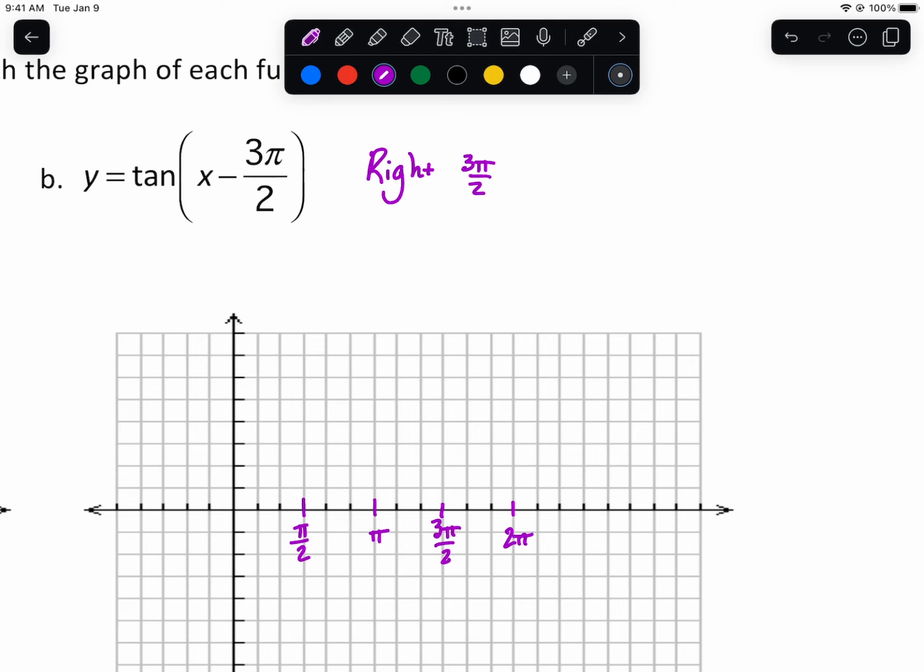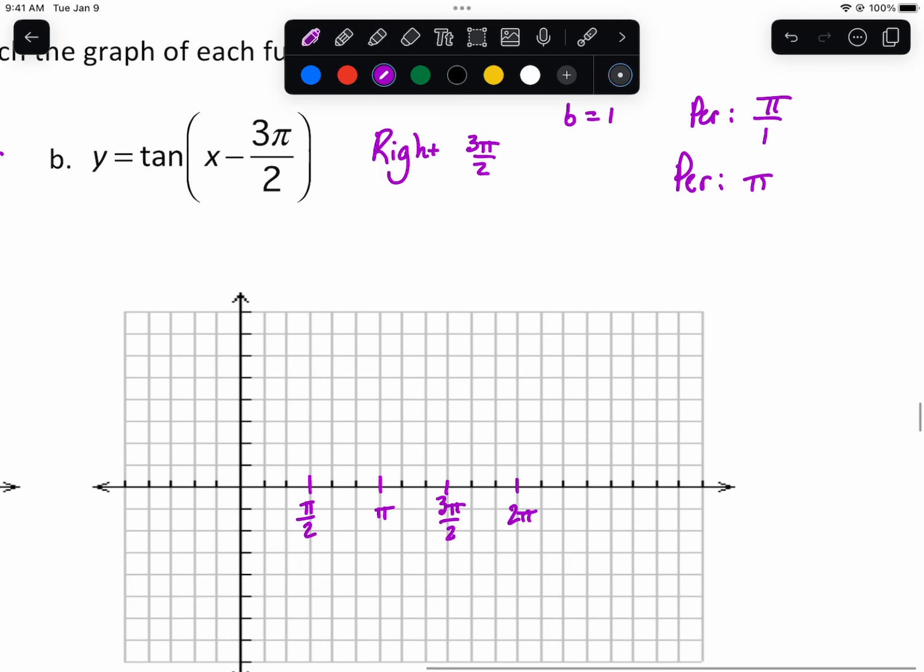Okay. The b value being 1 means your period is actually not going to change. Normally it's pi over your b value, but our b value happens to be 1, so your period stays as pi. And then since tangent usually starts at 0, what we're going to do here is move right 3 pi over 2. So that'll be the first 0 right there.